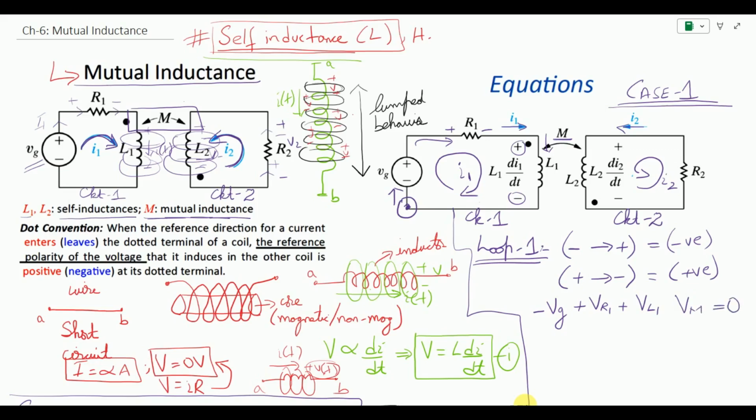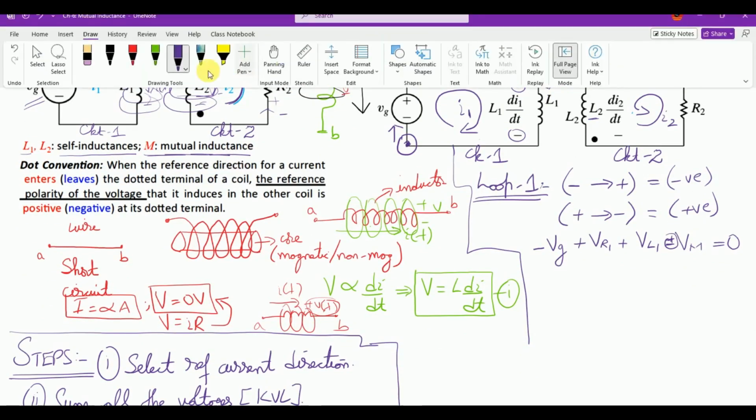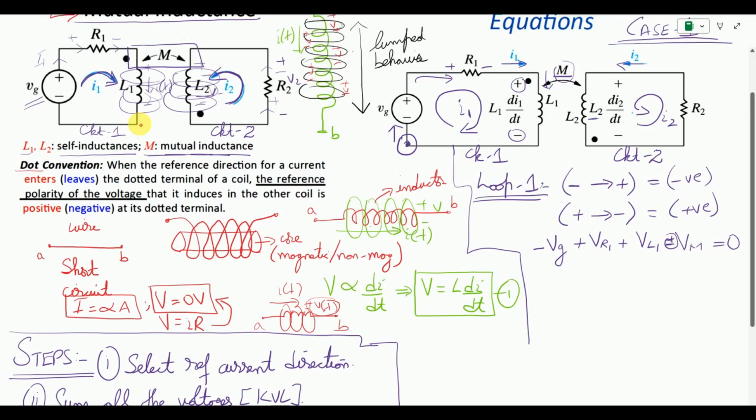But we still need to figure out what the sign is going to be over here, whether it is negative or positive. We don't know this yet. So how can we figure out the effect of mutual coupling coming from L2 in the form of M on L1? In order to figure this out, we use something known as the dot convention. So this is what we are talking about.